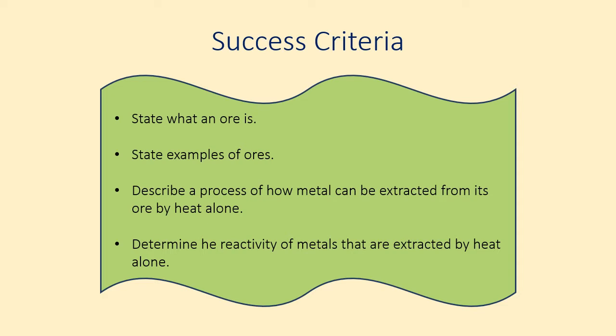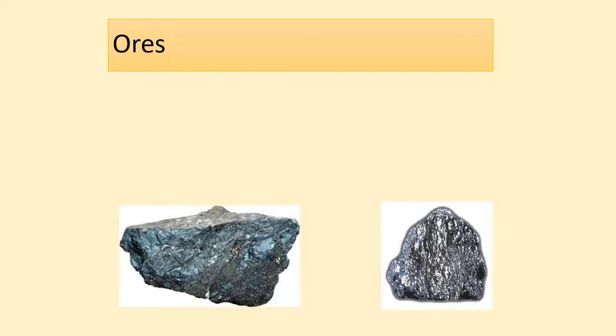So we're going to have three parts within this video. In the first one, we're going to understand what we call an ore and give examples of ores, and be able to describe how we can get some metals out of ores just by using heat, and determine the reactivity of metals that are extracted by heat alone.